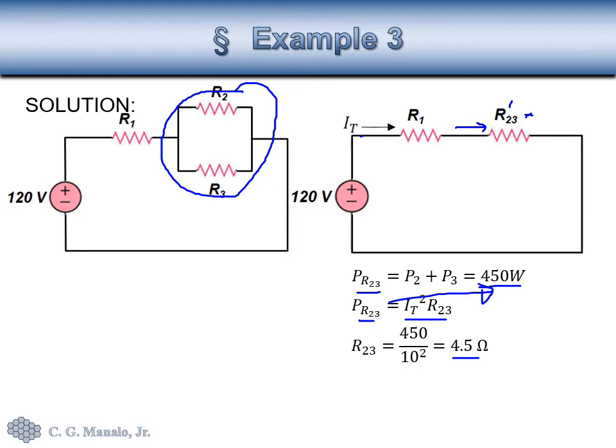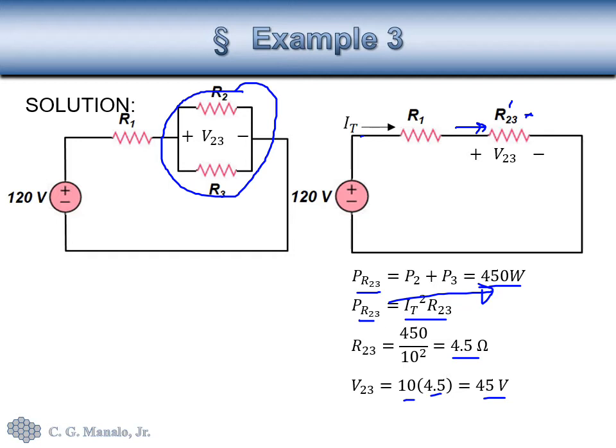The next step is, since we already know the resistance of R23, and we also know the current that passes through this resistance, we can compute the voltage across it. Let's call it V sub 23. So that will be the current times the resistance, and that will give us 45 volts.